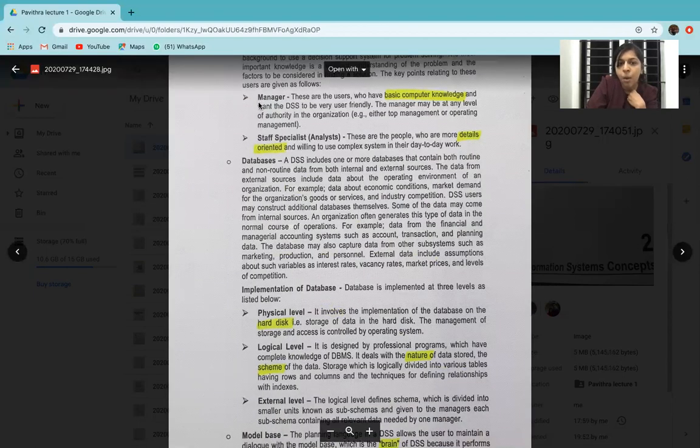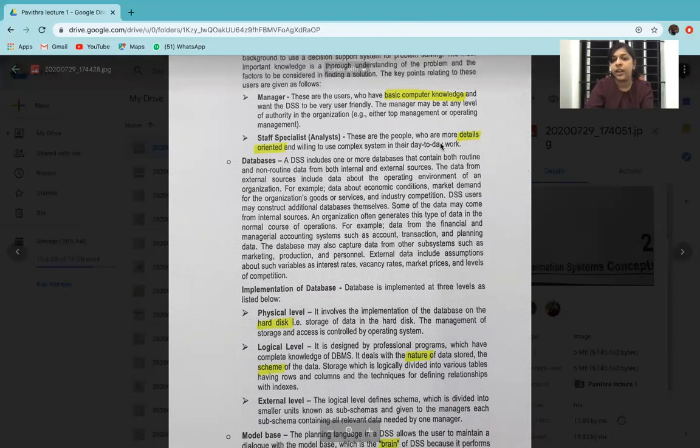Someone who doesn't know about computers, and someone who knows about computers, someone who has the semi-structured and unstructured problem, and someone who's going to help him deal with such problems. So who are the users? The managers, who have very basic computer knowledge and have unstructured or semi-structured problems. And then the staff specialist, who is more detail oriented and willing to use a complex system for the day-to-day work. The first component of a DSS is the user.